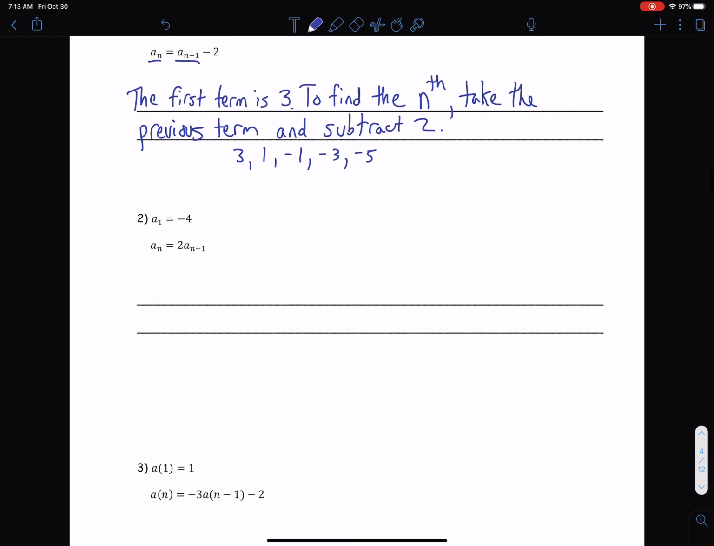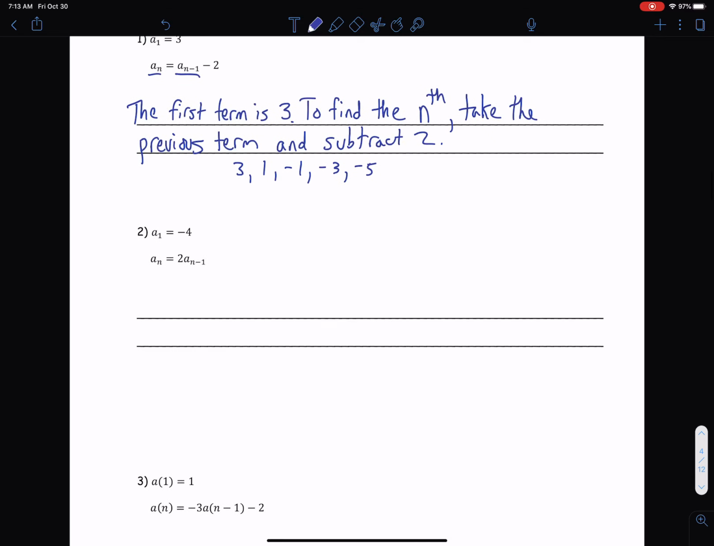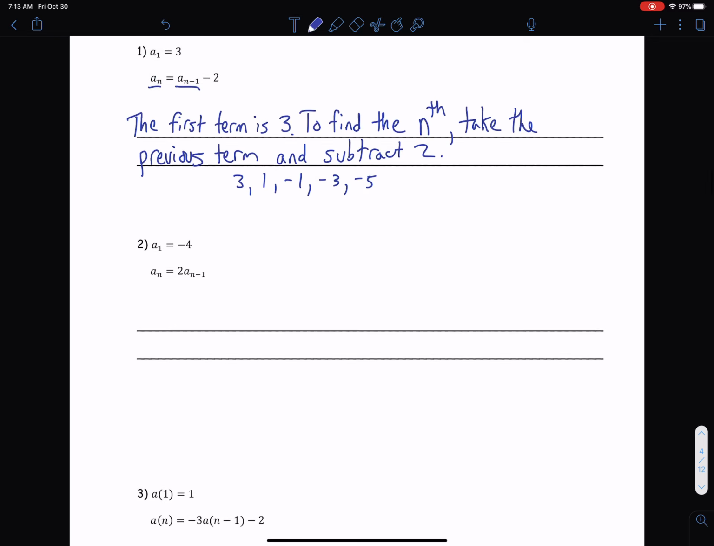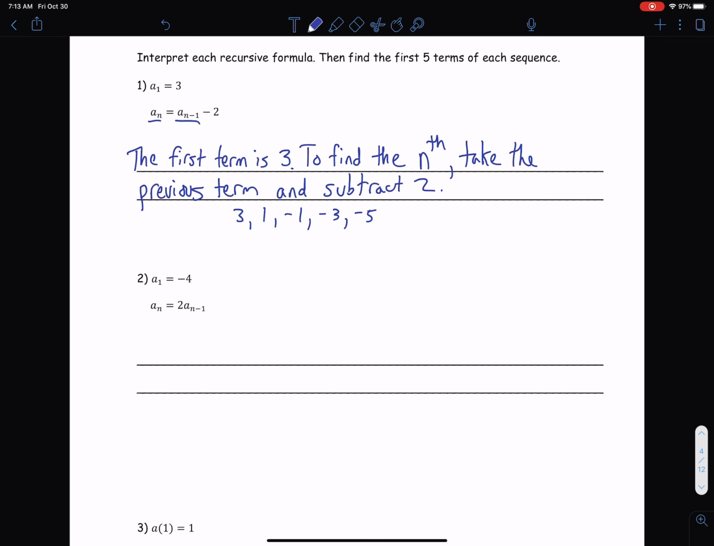Let's look at number 2. Number 2, again, I want you guys to pause the video, interpret this sequence, and list the first 5 terms, and play it once you're done. So, very similar to the first one with the first term. The first term here is negative 4. And then how are we finding the nth term?